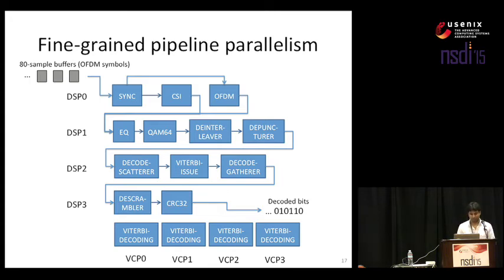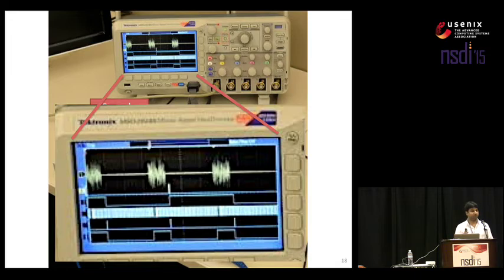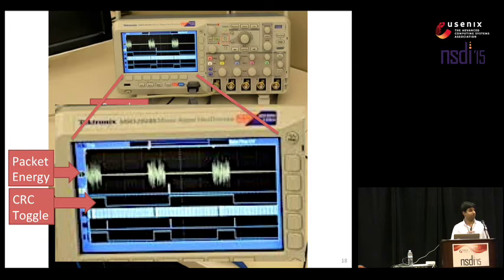So here's our test setup, which I'll use to show you some results. What you see on the left is a sample capture device on the USRPs and a TI baseband processor. Note that all signal processing is running on the TI baseband processor, and this is a 6670 platform which is actually already deployed in LTE base stations today. So let me just zoom in on that oscilloscope window, and what you see there are bursts of packet energy and corresponding toggle lines every time we decode a packet. The point I'm trying to convey is that we are actually able to keep up with the line rate of this decoding. And this figure shows you the pipeline structure in practice.